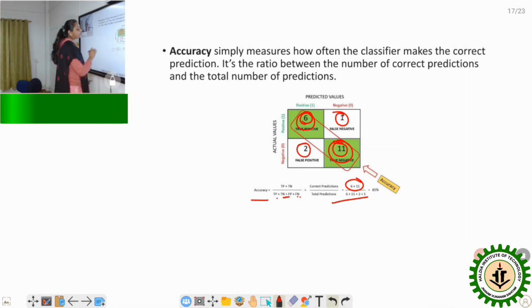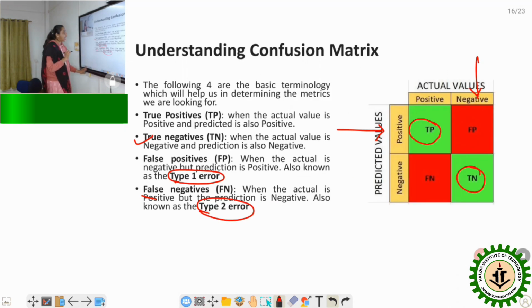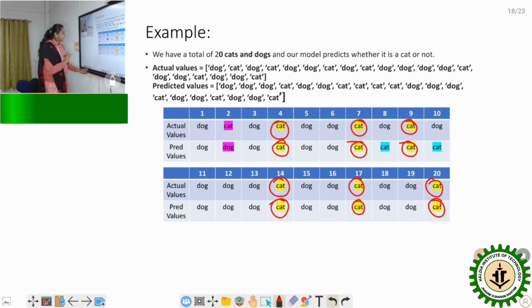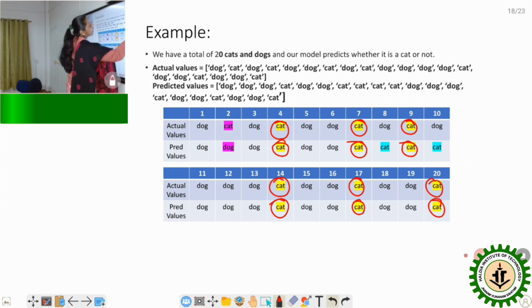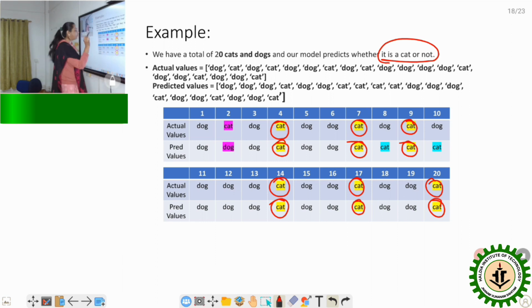What is the definition of the true negative? As we know, true negative means the actual value is negative and the prediction is also negative. Let's see from this example: actual value is negative and the predicted value is also negative. Suppose dog. In our case, as our target is to find out whether it is cat or not, our target is to find the not cat. So actually this is a dog and we have predicted it as a dog.